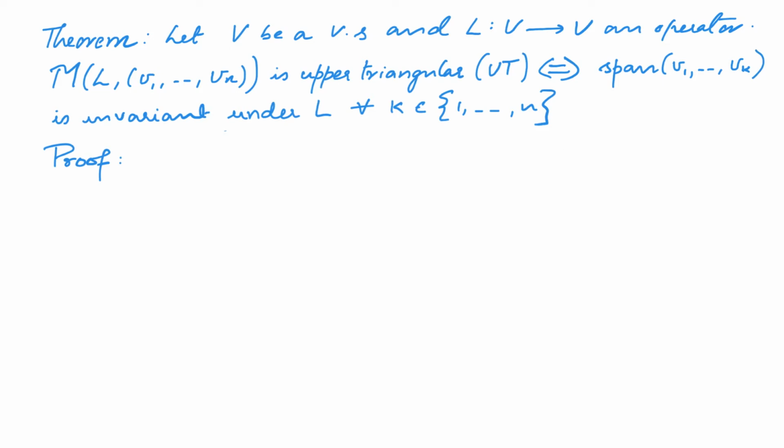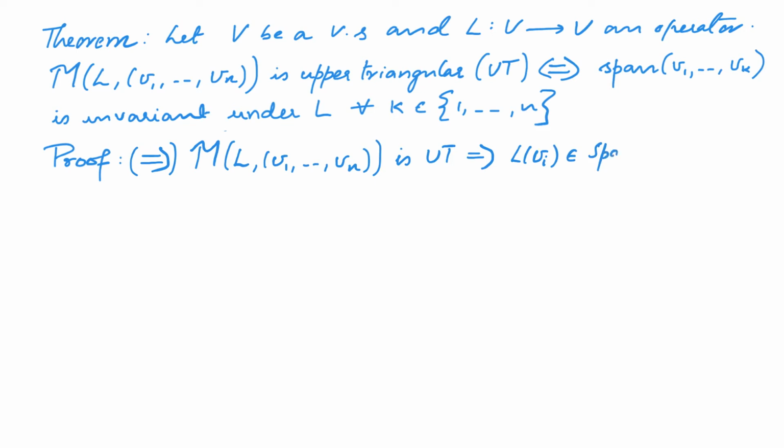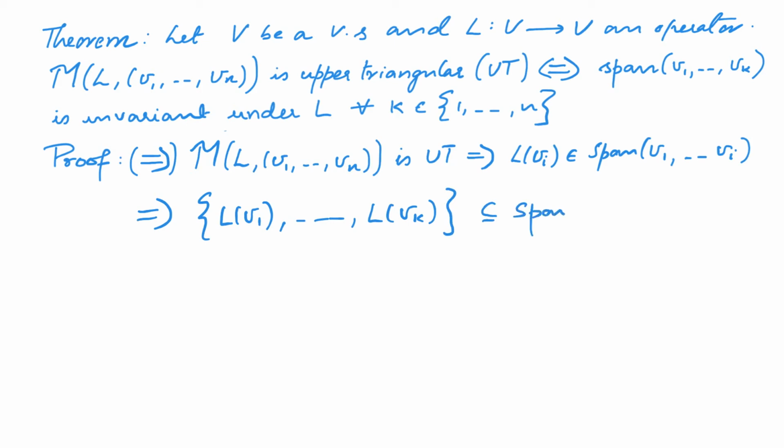Also notice that from now on, we will use the notation UT to stand for upper triangular. Let us now look at a proof of this theorem. We will start with this side of the implication. That means we will assume that the matrix of the linear transformation L with respect to the basis V1, V2, V3, etc. up to Vn is upper triangular. This implies that L of Vi belongs to the span of V1 to Vi, which means that all the elements L of V1, L of V2, etc. up to L of Vk are contained in the span of V1 to Vk.